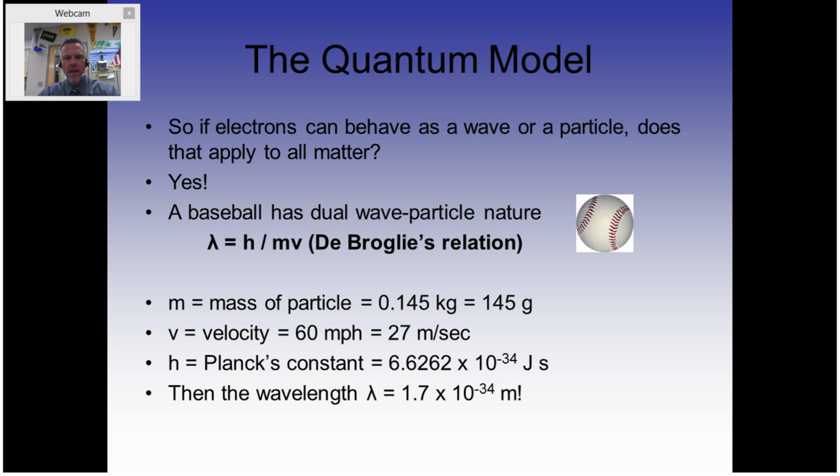Okay, so what this shows is that all matter, even macroscopic things like a baseball or a desk, have a wavelength. But we can't easily observe that wavelength because it's super, super, super small. 10 to the minus 34th meters is astonishingly small. So we have no way to measure that wavelength. We can only calculate it.